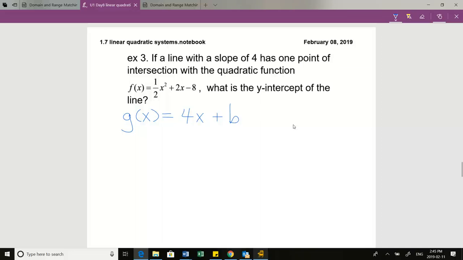Alex? Because this tells me I have a line. So this is like my mx plus b for my line. And it tells me I have a slope of 4. So I'm just plugging in the m for the mx plus b. Good? Okay. So it has one point of intersection. What does that tell me about b squared minus 4ac?